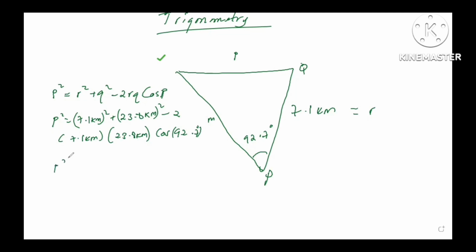You continue, say p squared is equal to, what is 7.1 kilometers squared? What do you have? 50.41.